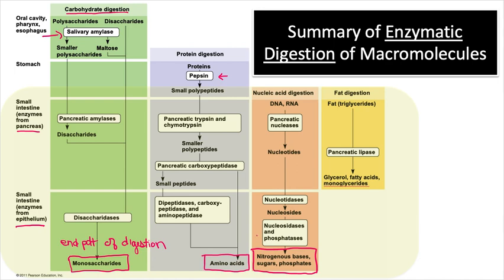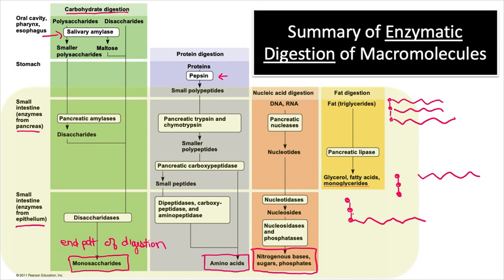Our fat digestion involves the breakdown of a triglyceride, so we've got a glycerol molecule and hydrocarbon tails. We have lipases that break the bonds between the glycerol and the fatty acid tail, and our end products of fat digestion are going to be glycerol, fatty acids, and a monoglyceride, which is when we have a glycerol molecule with just one fatty acid attached to it.